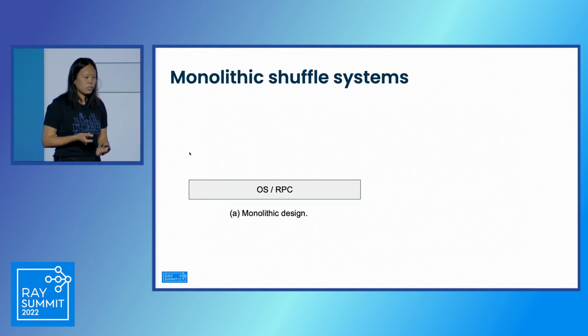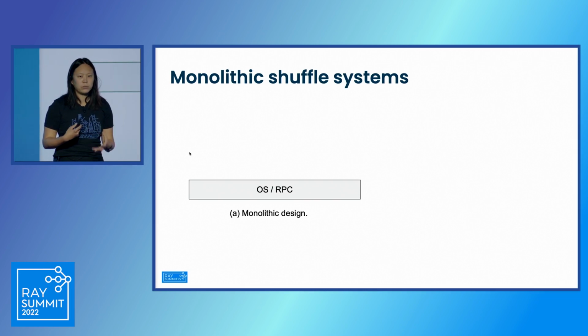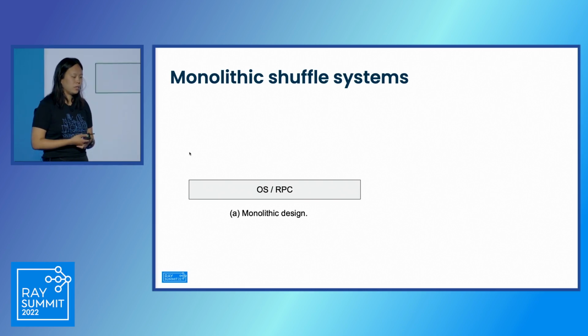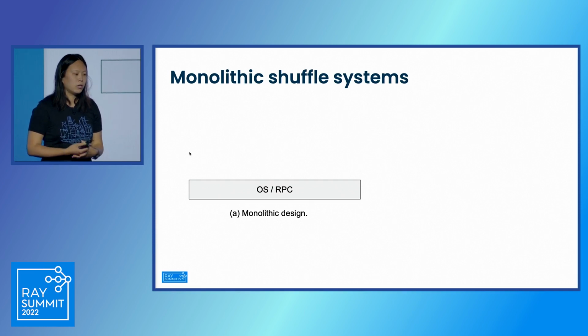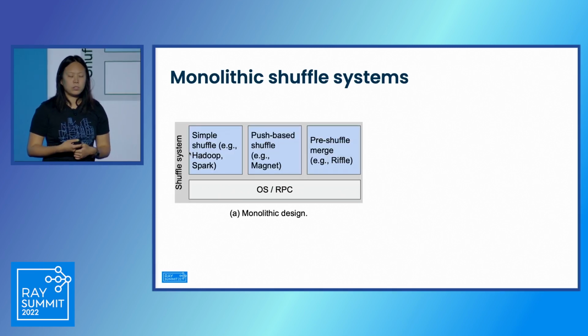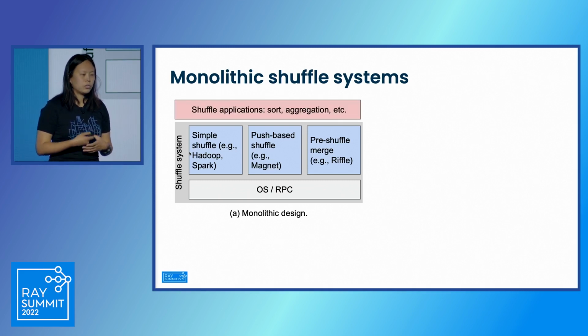So as part of this project, we wanted to see if there was a better way we could do this by leveraging Ray Core directly to build a flexible shuffle that could still handle large scales of data. To see how this works, we can first contrast it with how shuffle systems are being built today. I'll call these monolithic shuffle systems because they're built directly on top of low-level primitives such as RPC. And then on top of the shuffle operation, we have these higher-level applications such as sorting and group by.